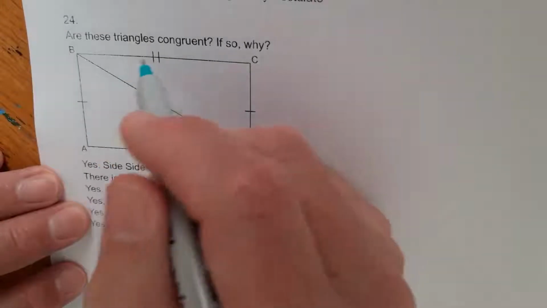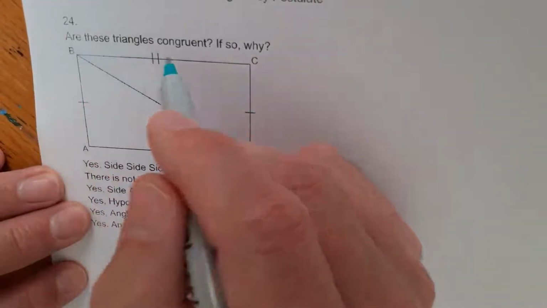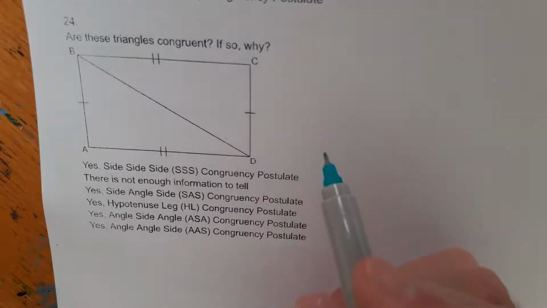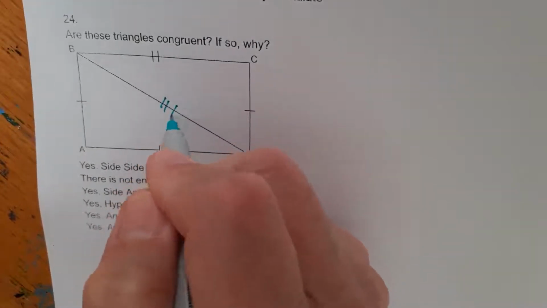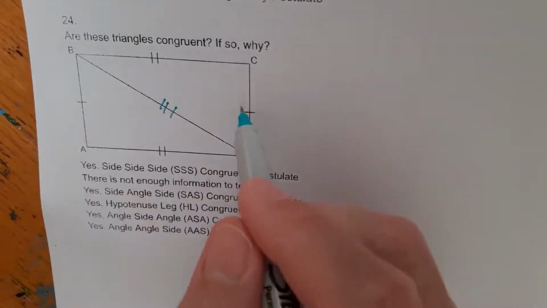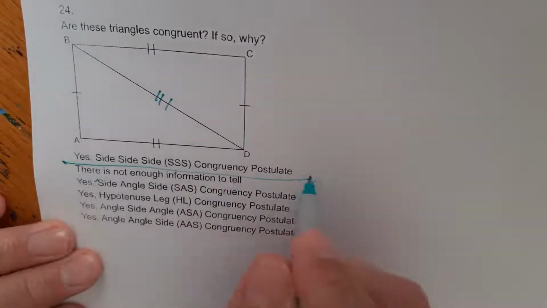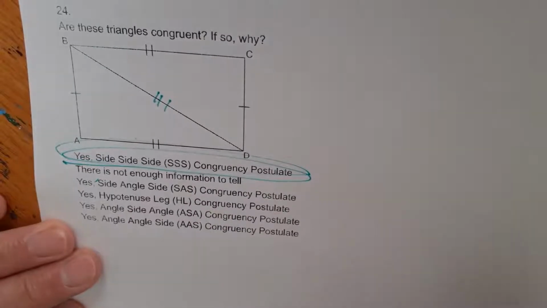Are these triangles congruent? So this looks like a rectangle, right? Well, we know that this side is 1, 2, 3. So don't we have side, side, side again? Side, side, side. So we have yes. They are congruent through the side, side, side congruency postulate.